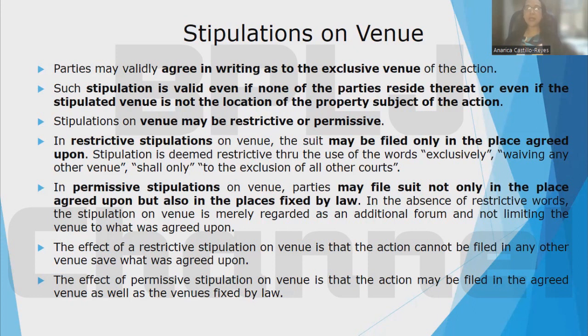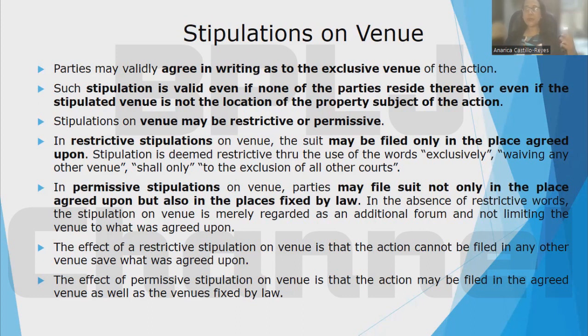Stipulations on venue may be either restrictive or permissive. In restrictive stipulations, the suit may be filed only in the place agreed upon. So it's exclusive, restrictive. Okay. Stipulation is deemed restrictive through the use of the words exclusively, waiving any other venue, shall only, to the exclusion of all the other words. On the other hand, in permissive stipulations on venue, the parties may file the suit not only in the place agreed upon, but also in the places fixed by law.